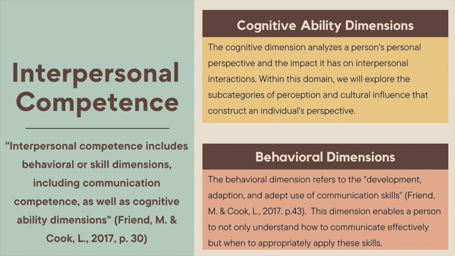Interpersonal competence includes behavioral or skill dimensions, including communication competence, as well as cognitive ability dimensions. The cognitive ability dimension analyzes a person's personal perspective and the impact it has on interpersonal interactions. Within this domain, we will explore subcategories of perception and cultural influence that construct the individual's perspective. Once we establish that dimension, we are able to focus on behavioral dimensions. The behavioral dimension refers to the development, adaptation, and adept use of communication skills. This dimension enables a person to not only understand how to communicate effectively, but when to apply these skills appropriately.